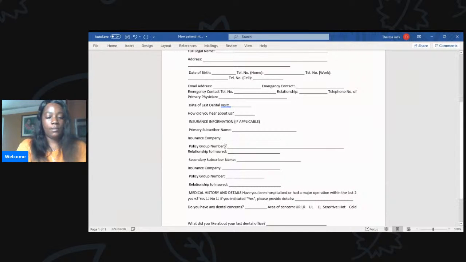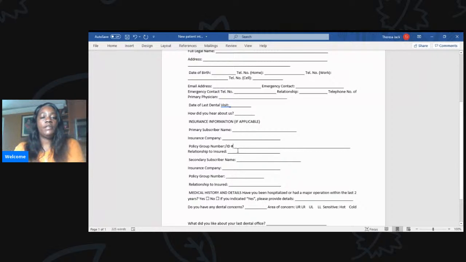So the ID number, a lot of times this may be their social security number. I know a lot of insurance companies are starting to provide ID numbers because one of the barriers has been that patients don't want to give you their social security number over the phone. So you want to either get their ID number, or if they don't have an ID number, get their social security number, so you are able to verify insurance.